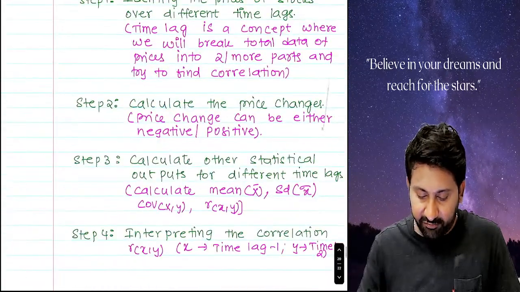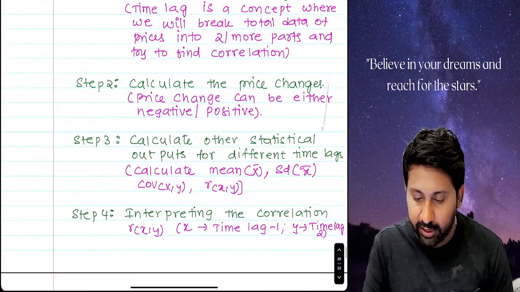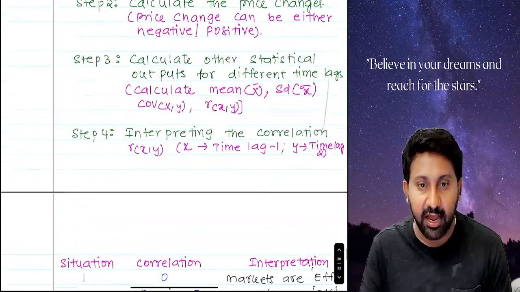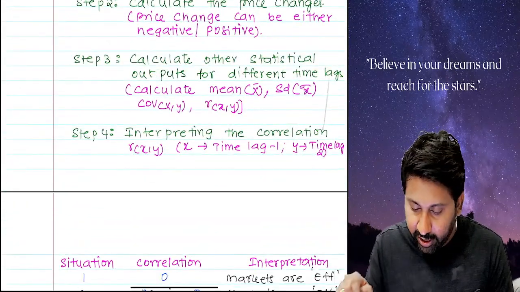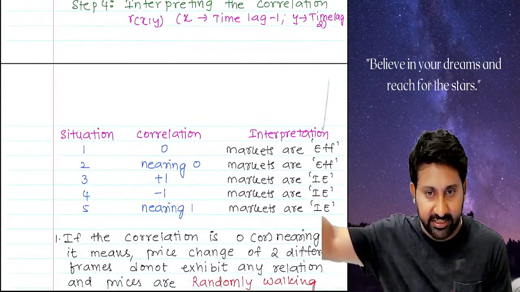See the screen. Step 1, hope you understood the concept. Step 2, calculation of price change. Step 3, other statistical outputs. Step 4, interpreting the correlation. What do you mean by that? See here.